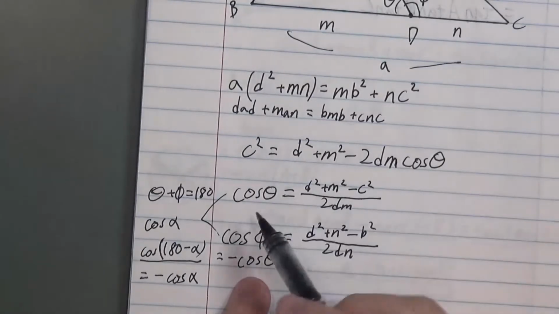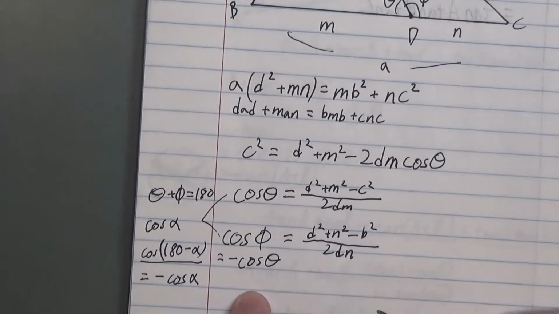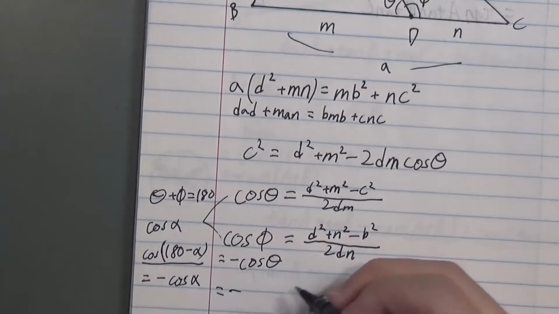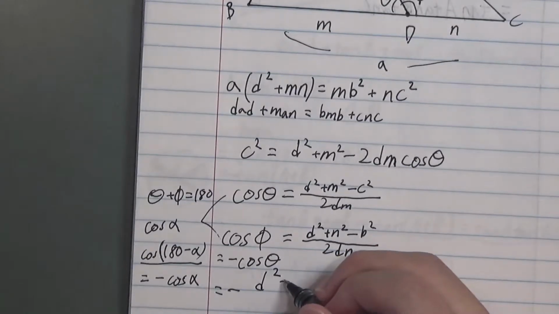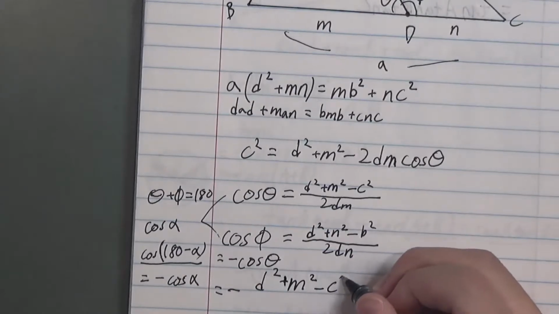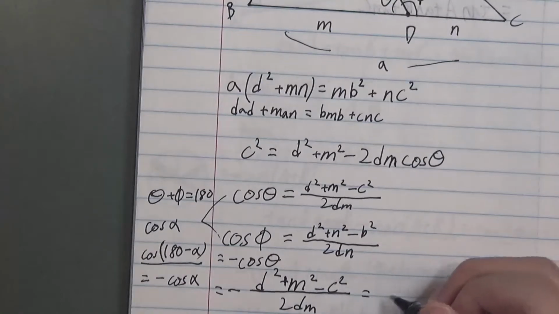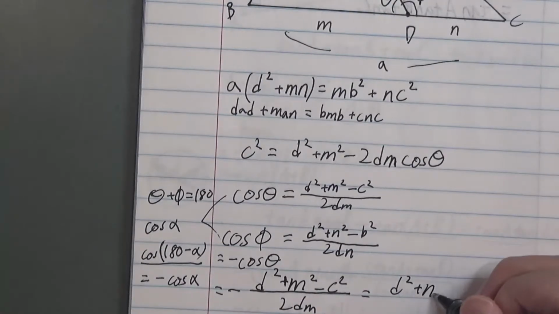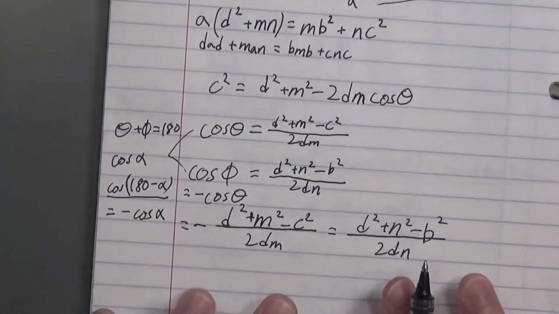So we can just substitute what we already have for cosine of theta into this. So let's just do that. So minus cosine of theta, this. So we got d squared plus m squared minus c squared all over 2dm, and this equals d squared plus n squared minus b squared all over 2dn. Now, some simplifications.